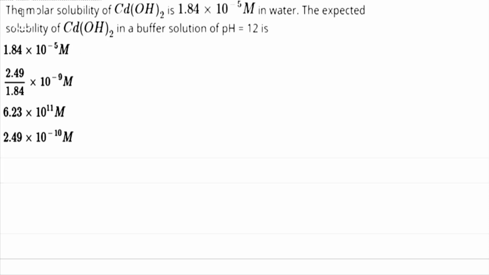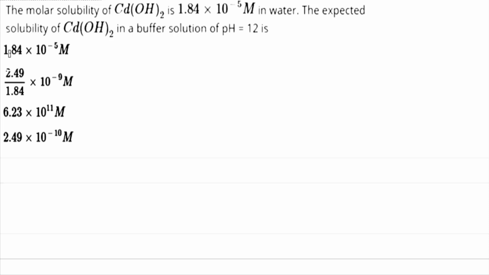Hello guys, this question says that the molar solubility of Cd(OH)2 is 1.84 × 10^-5 molar in water. The expected solubility of Cd(OH)2 in a buffered solution of pH 12 is what we have to find out. This is given in water, and we have to find its solubility in buffered solution.